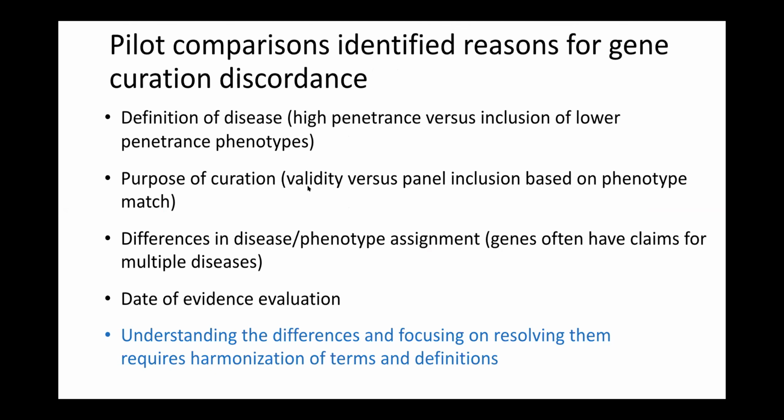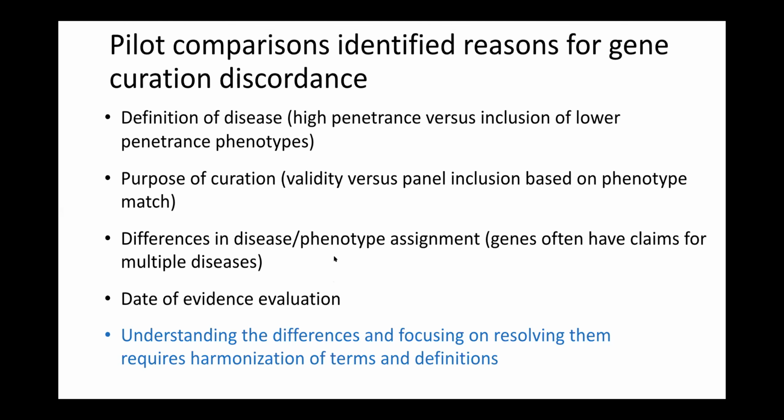Just because ClinGen has something as strong or definitive, another, for example, the PanelApps may not want to include it on a panel that's not necessarily associated with a particular phenotype. So they might have it as red, which would be seen as a discrepancy, but because of different purpose of curation reasons. Another one that could cause discordance are differences in disease and phenotype assignment.